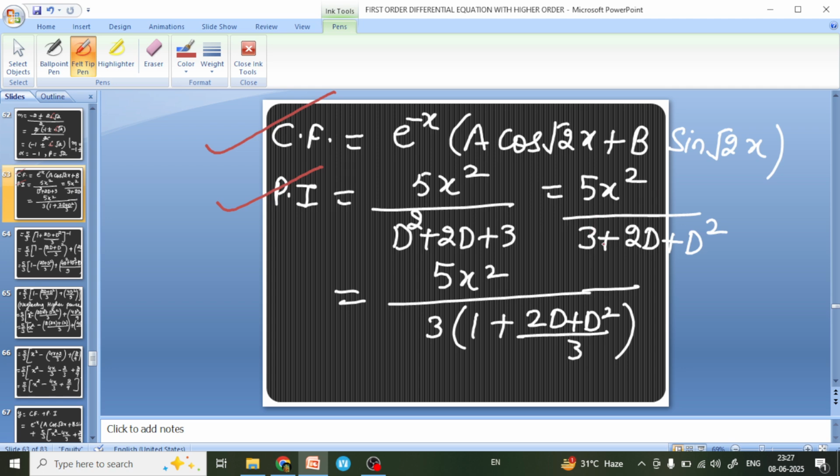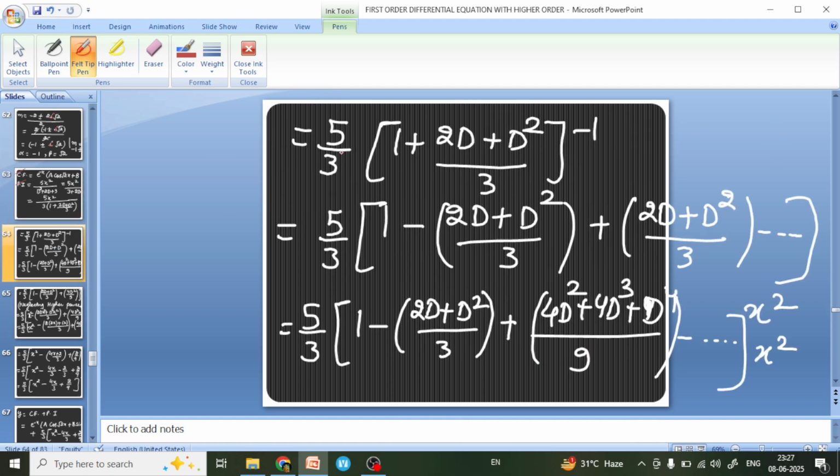PI is equal to 5x squared, and D squared is replaced by 3 plus 2D plus D squared, and taking 3 as common, 1 plus 2D plus D squared over 3, and after that 5 by 3. We will take 5 by 3 outside of this square bracket, 1 plus 2D plus D squared over 3 the whole power minus 1, and implement here the binomial theorem.